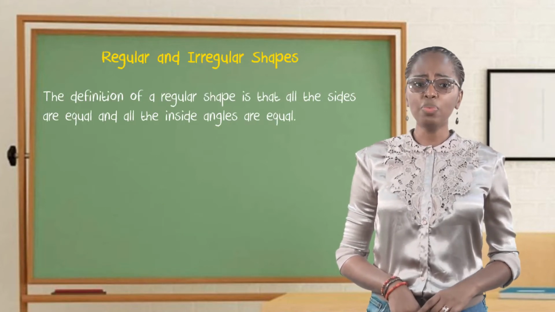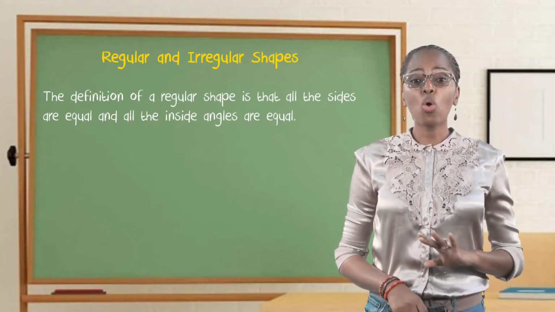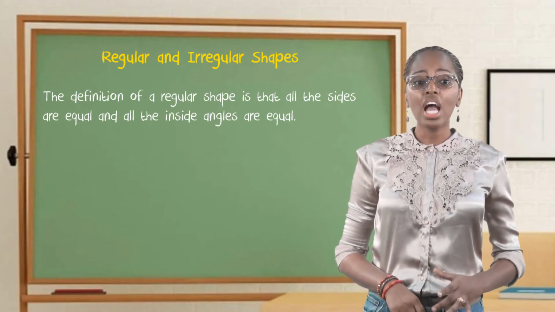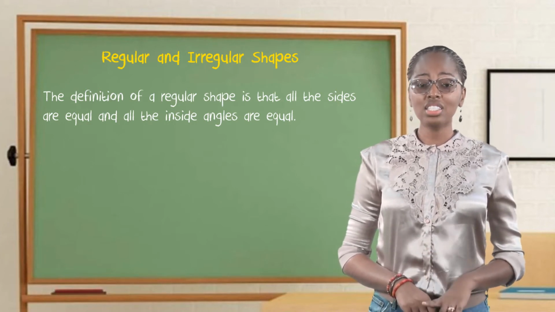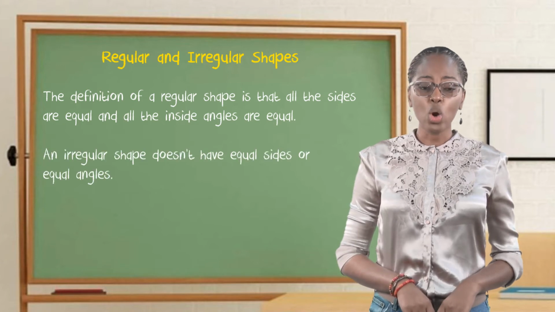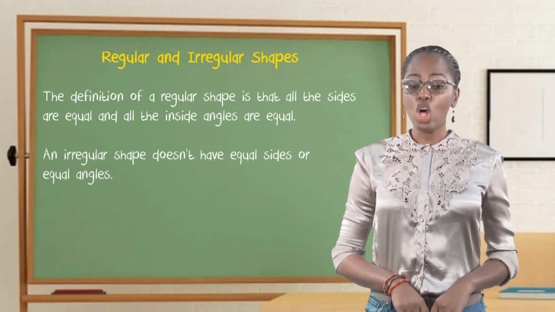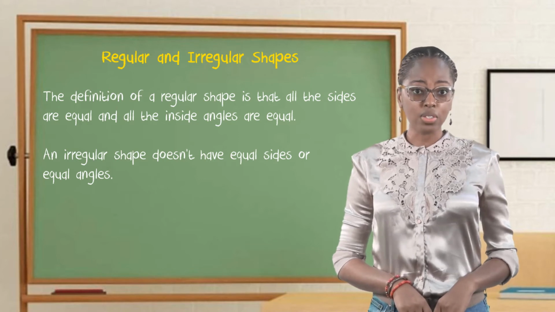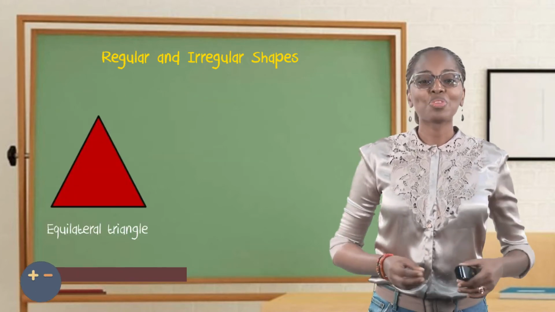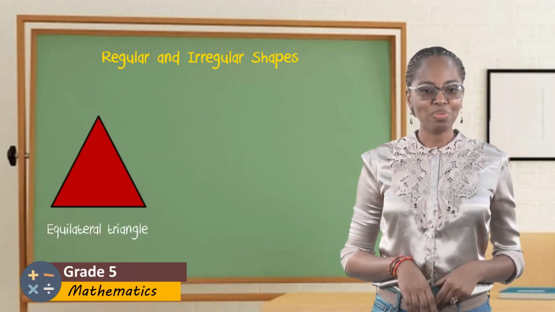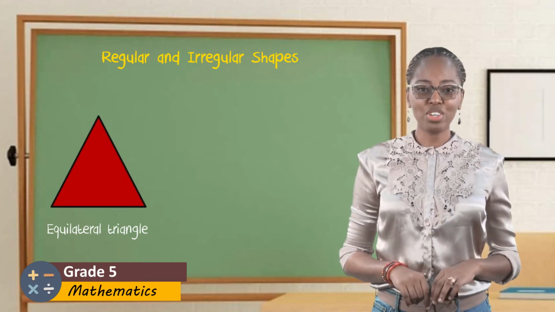By definition, a regular shape has all the sides that are equal and all the inside angles are equal as well, while an irregular shape doesn't have equal sides, nor does it have equal angles. For example, let's look at a triangle. There are many different types of triangle.